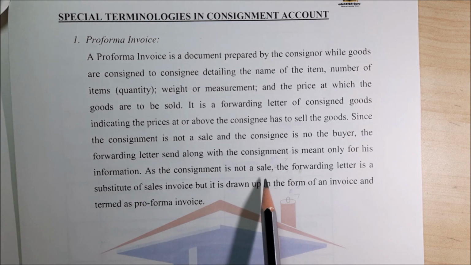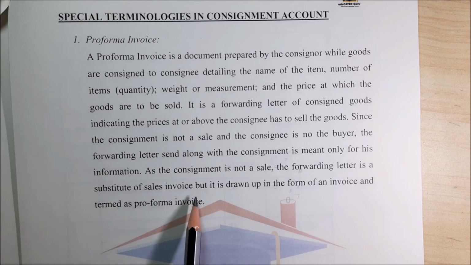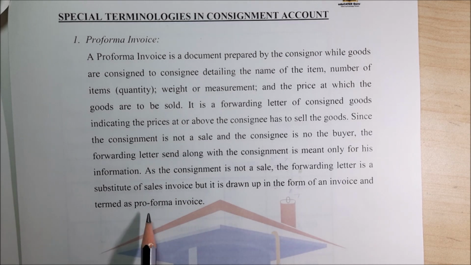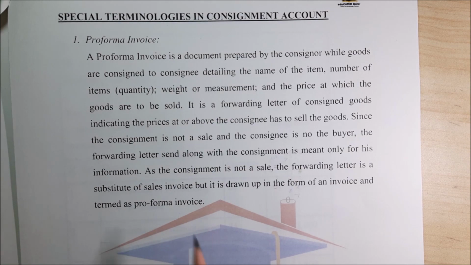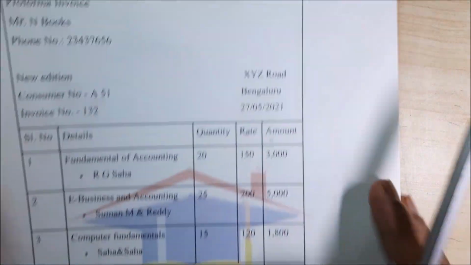As the consignment is not a sale, the forwarding letter is a substitute for a sales invoice, but it is drawn up in the form of an invoice and termed a pro forma invoice. So, they have given you one small pro forma invoice also for your reference.